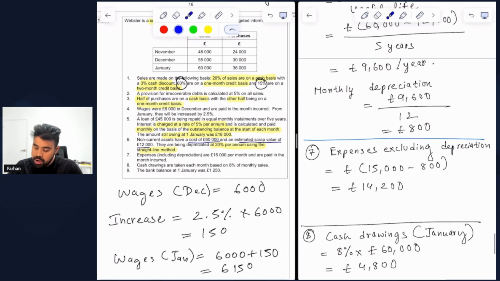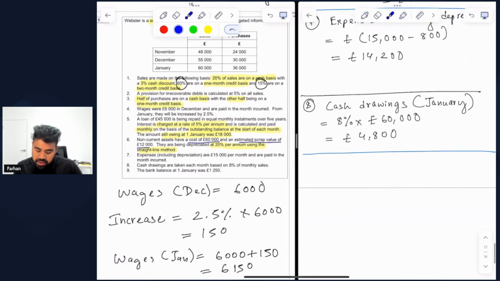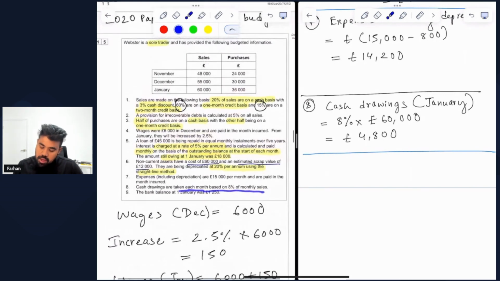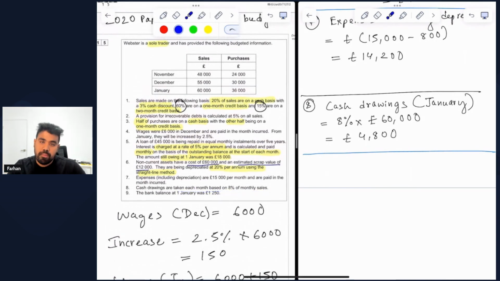Let's look into point number 8. Cash drawings are taken each month based on 8% of monthly sales. Very straightforward. We are only focused on the month of January. Cash drawings refer to cash outflows because you are withdrawing money from the business. So that is why it's an outflow.